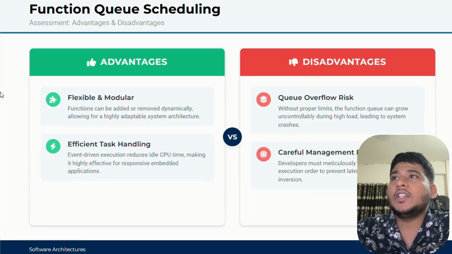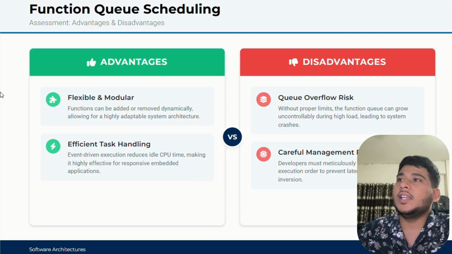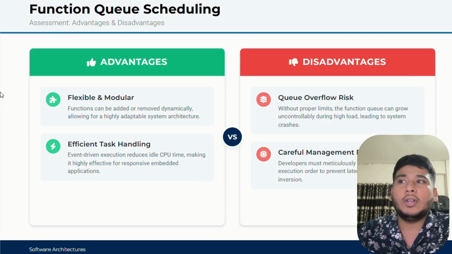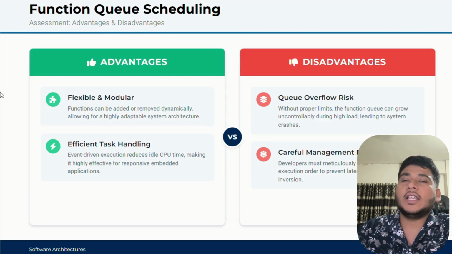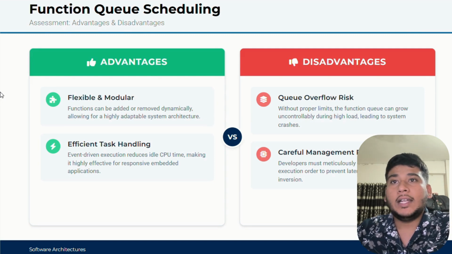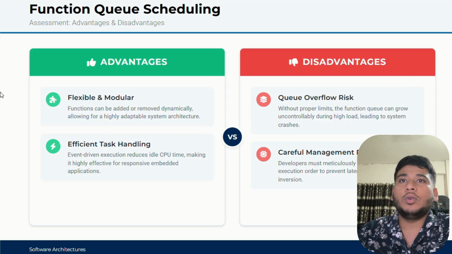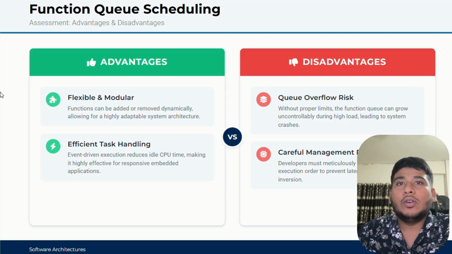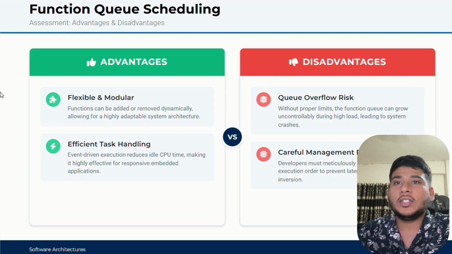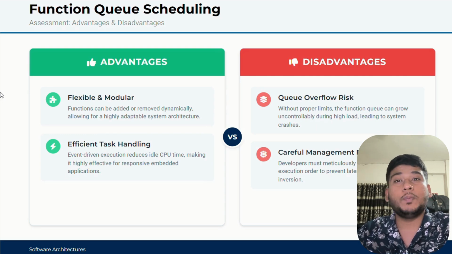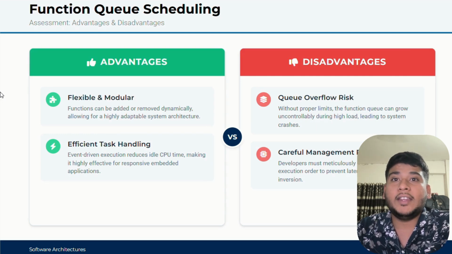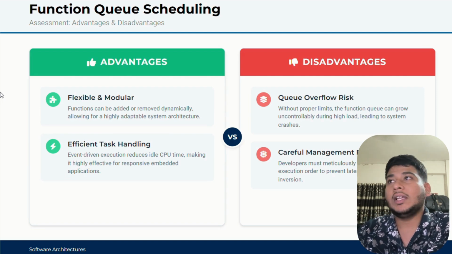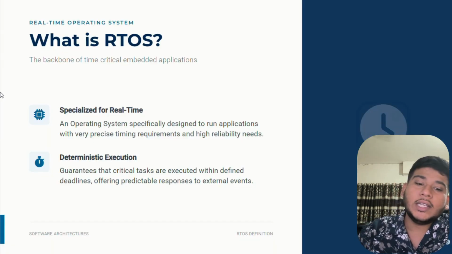The advantages of function queue scheduling are that it is flexible and modular, with efficient task handling. The disadvantage is queue overflow risk. Without proper limits, the function queue can grow uncontrollably during high load, leading to system crashes. Developers should be careful when managing function queue scheduling.